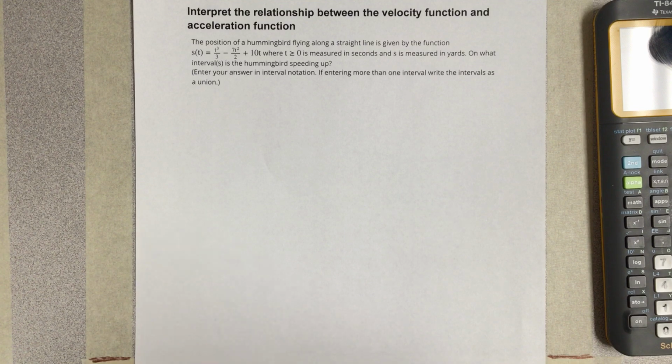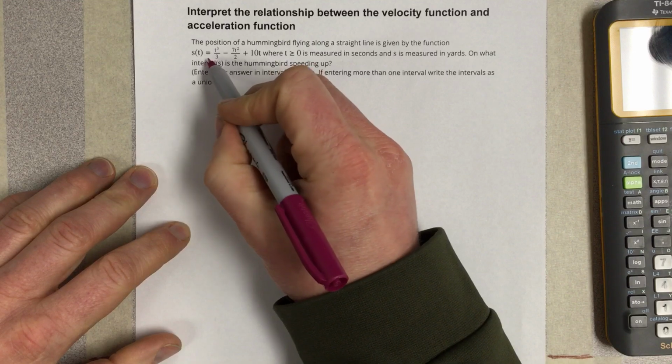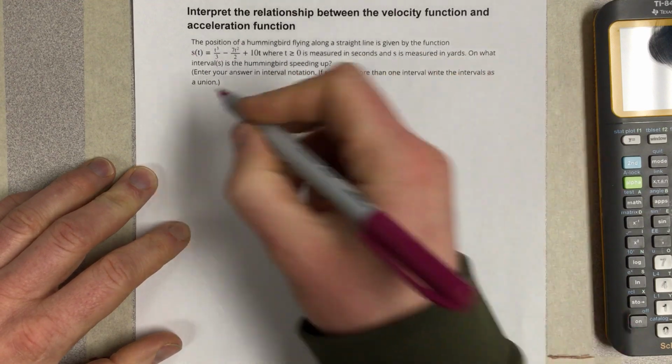So anytime you're speeding up, you're either going forward and you're accelerating, or you're going backwards and you're decelerating. So what we want to do is find out when our velocity and our acceleration are both positive, or when our velocity and acceleration are both negative. Now the first thing I'm going to do is take the derivative of this function to find the velocity equation.